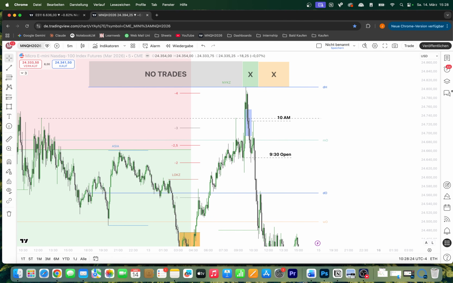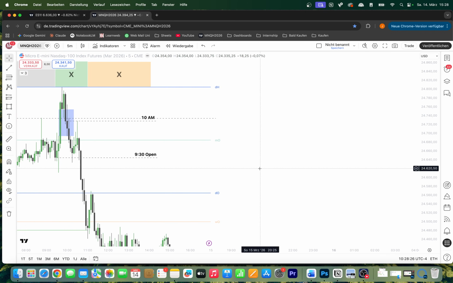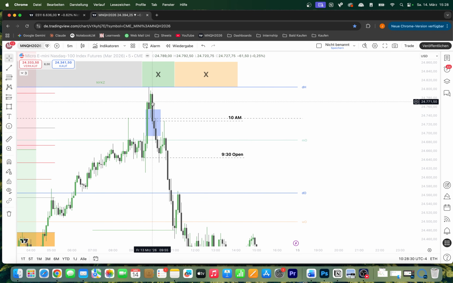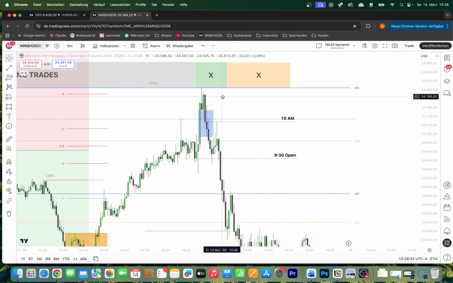And yeah, when the 9:30 open happened, so I marked this out here, 9:30 open, we pumped really high. And this was the last part of the bullish manipulation. We hit -4, and you can see, then we changed. Bearish, price moved down. And yeah, now it depends on your entry model, where could be your entry.